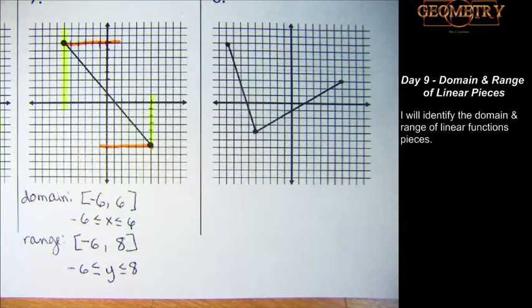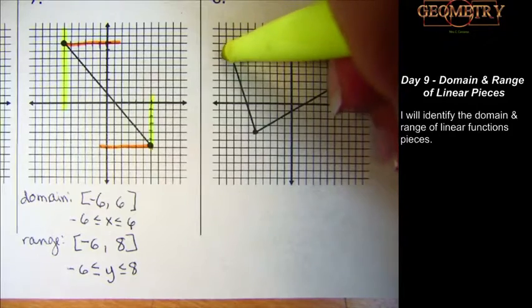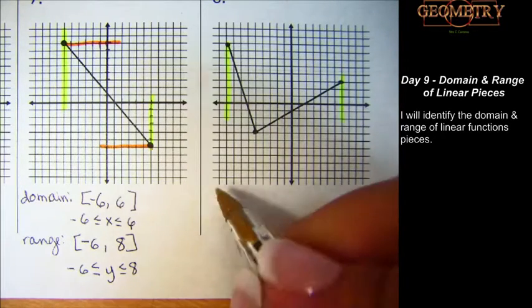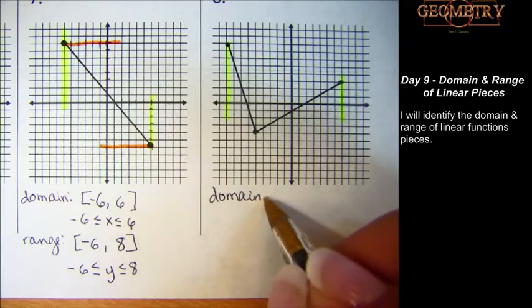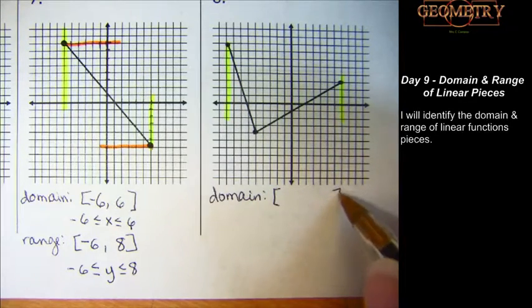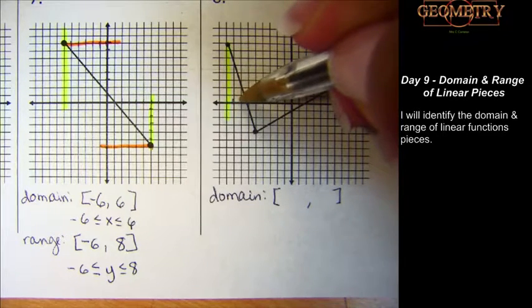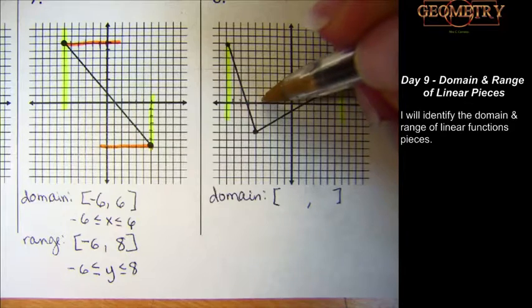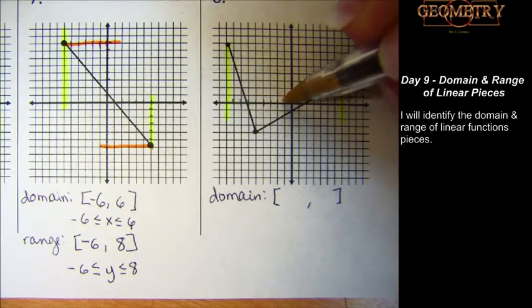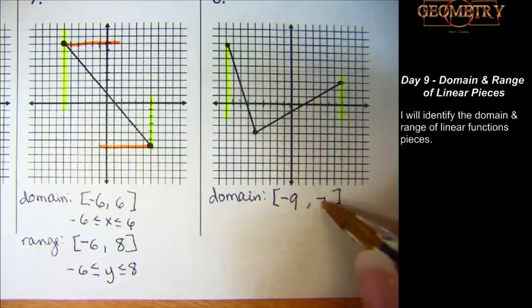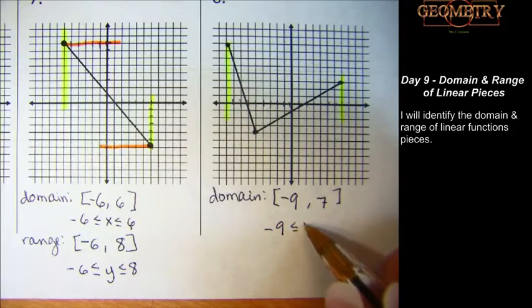Okay? So I'm going to start with my domain. Here's my smallest domain x value. And then here's my biggest x value. All right, I'm going to include them both, and my x value is 1, 2, 3, 4, 5, 6, 7, 8, 9. 1, 2, 3, 4, 5, 6, 7. And in inequality notation, it looks like this.